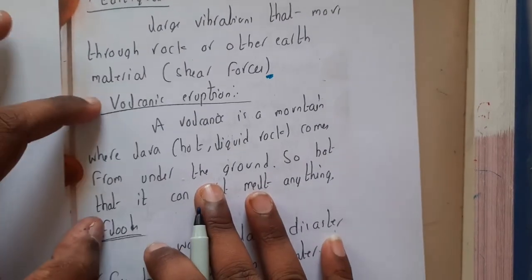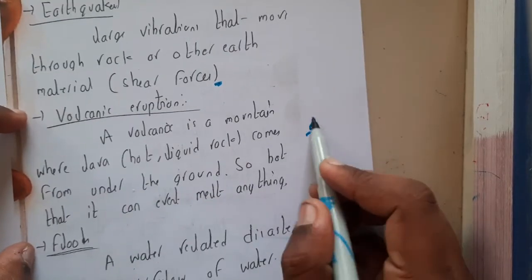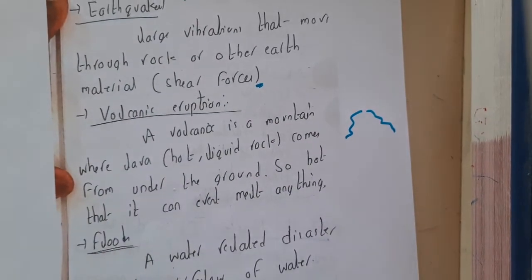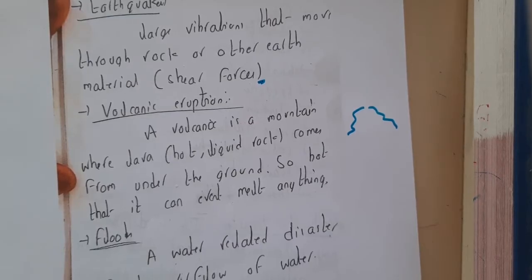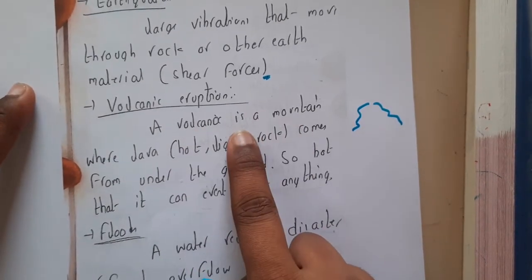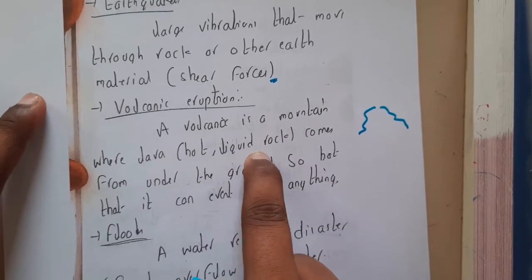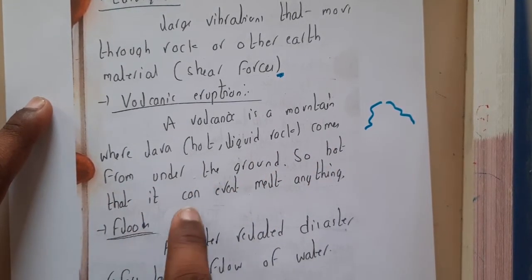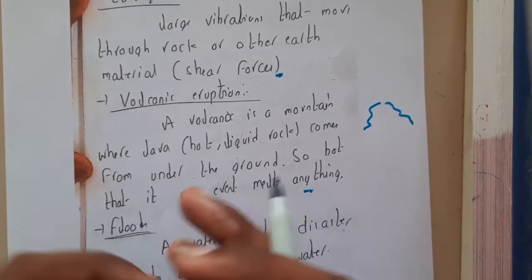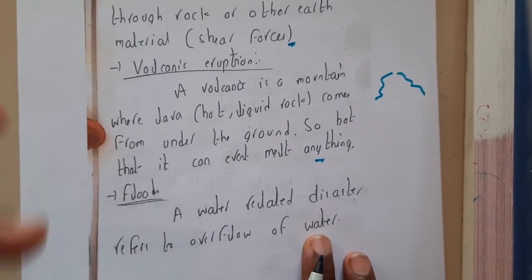Similarly, volcanic eruptions, which we discussed. Volcanic eruptions are from a mountain, or underwater or somewhere, wherever the lava is going to explode. Lava is nothing but hot liquid rock. A volcano is a mountain where lava, hot liquid rock, comes from under the ground, so hot that it can melt anything. That is a volcanic eruption.